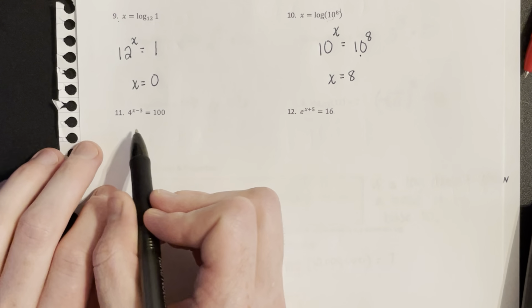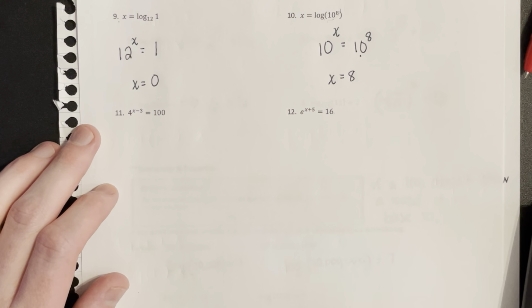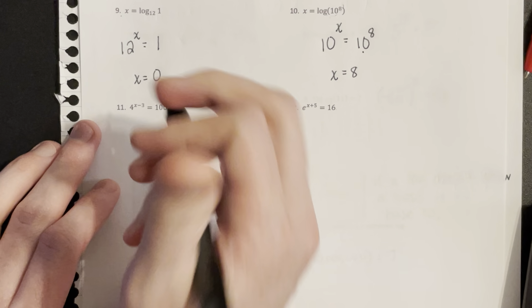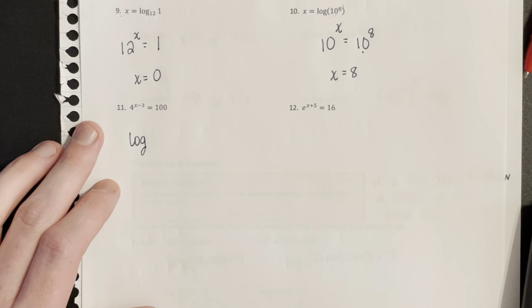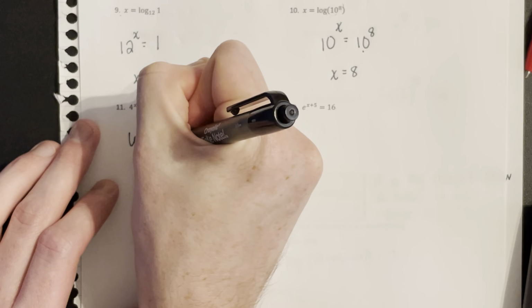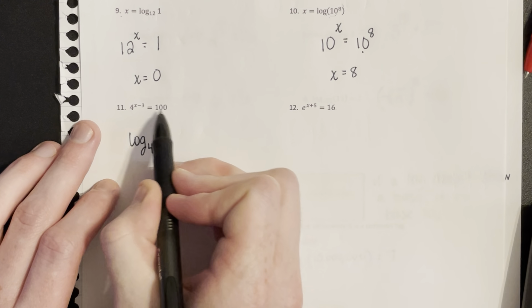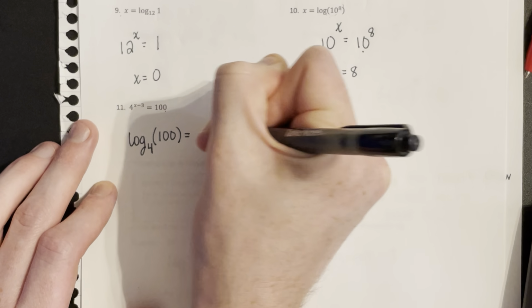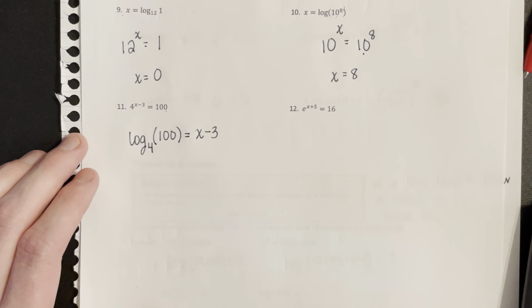And if we saw something like 11 and 12, we're going to do more of these in a later module. But to give us an idea of how to solve exponentials, we use converting to help us. So I'm going to convert this and say log base 4, because that was the base of the exponent, of 100, equals x minus 3. That was the exponent.